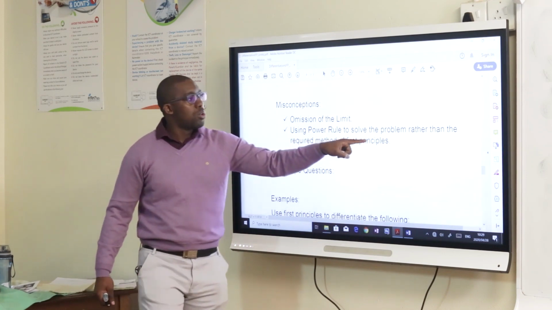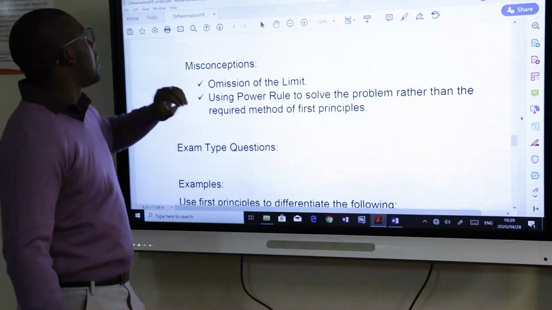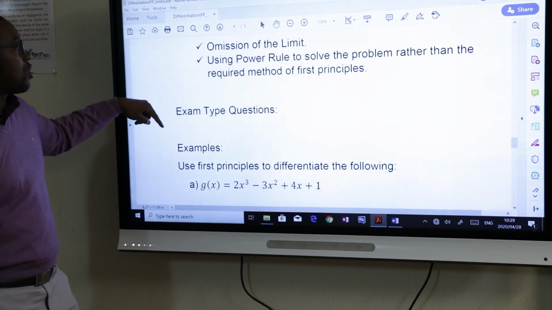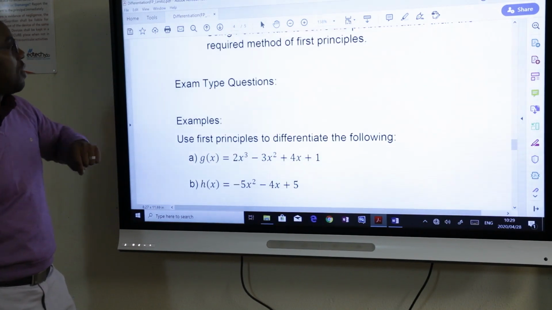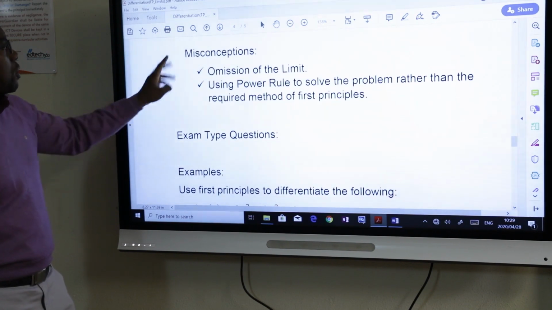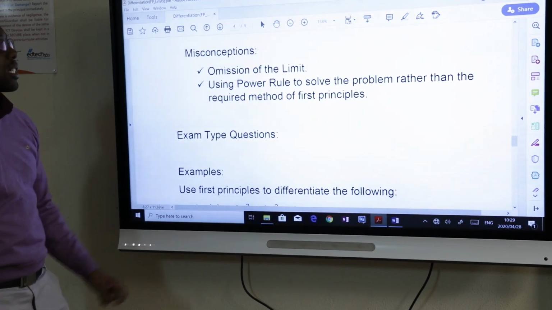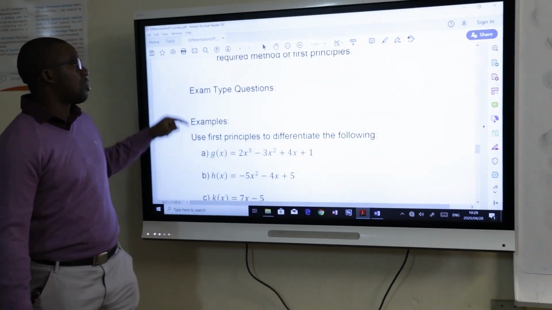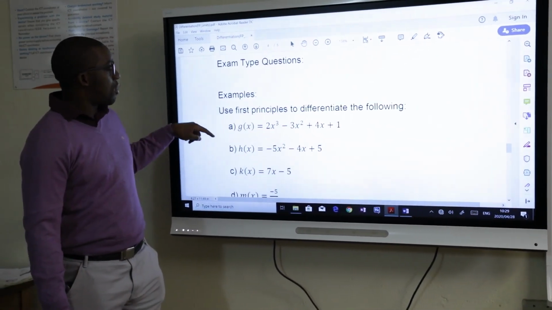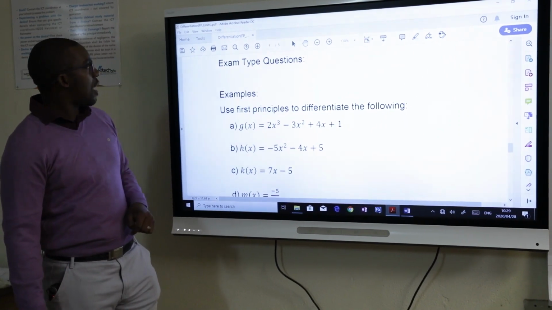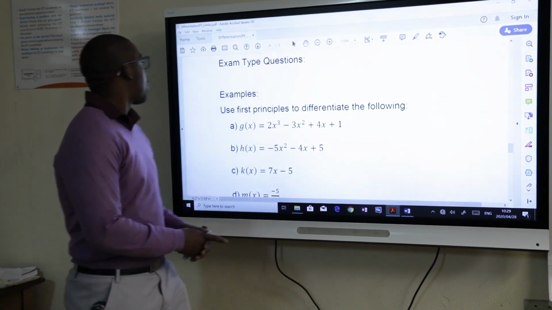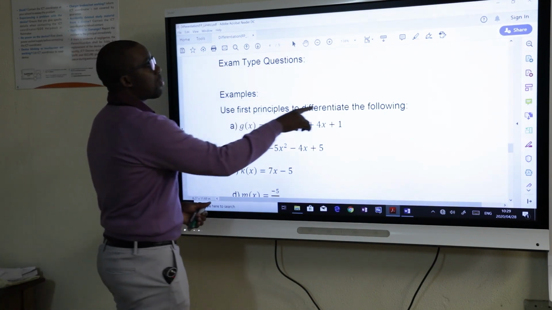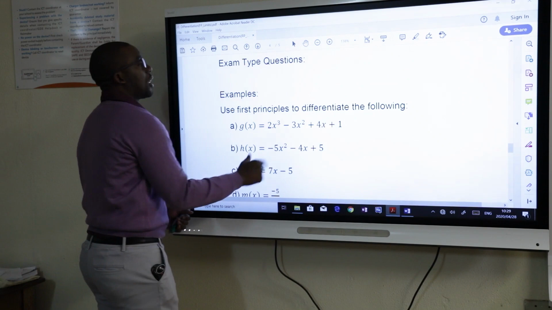If you use the power rule rather than first principles, they're going to catch you out because they are aware of any way that you can use to cheat. So these are the possible misconceptions. You need to guard against this. Notation is one, and shortcuts using the power rule. Let's do some exam type questions. And in all of them, you are required to use first principles to differentiate the following.